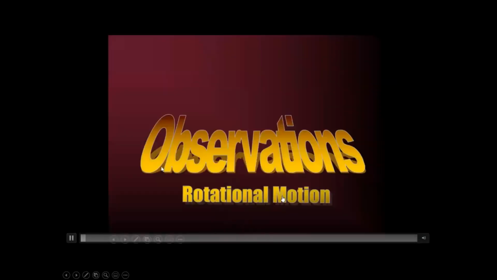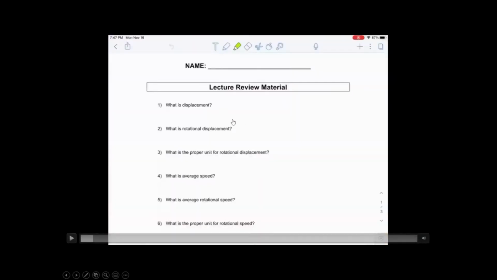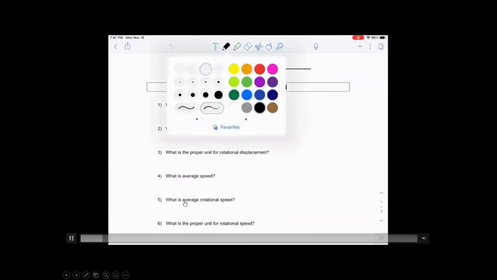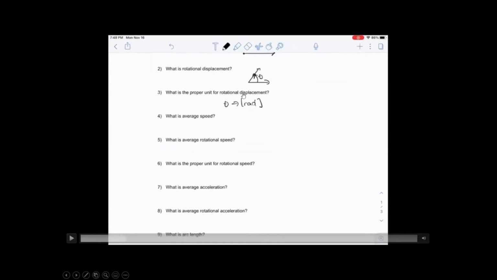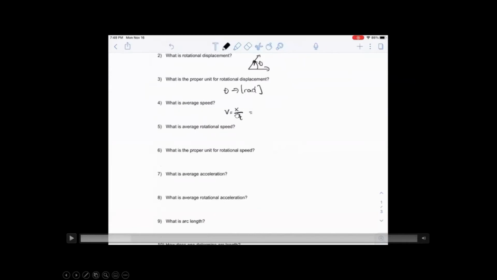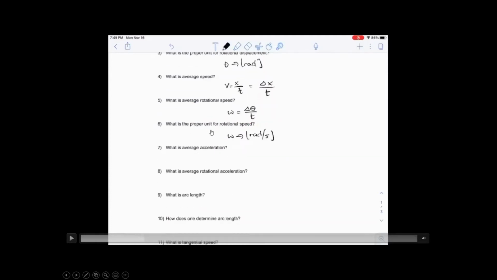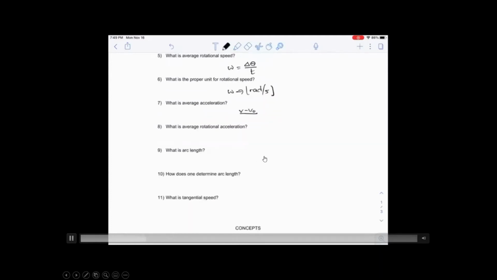Okay, so rotational motion. Displacement is the shortest distance between 2 points, as the final location is indicated as an arrow. Rotational displacement is the angular displacement, expressed in terms of radians. Average speed is measured distance over measured time. Rotational speed is the measured rotational displacement over time, and it is going to be expressed in terms of radians per second.